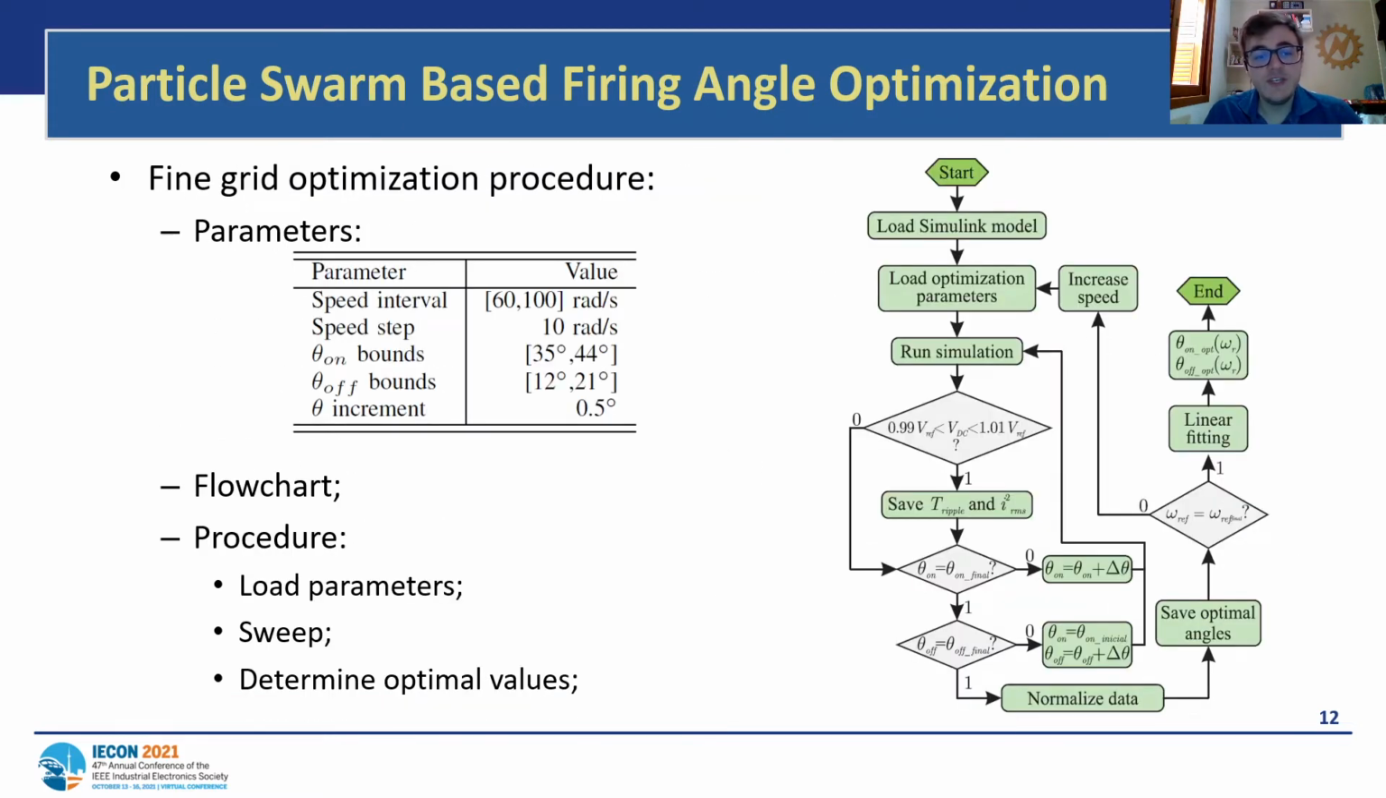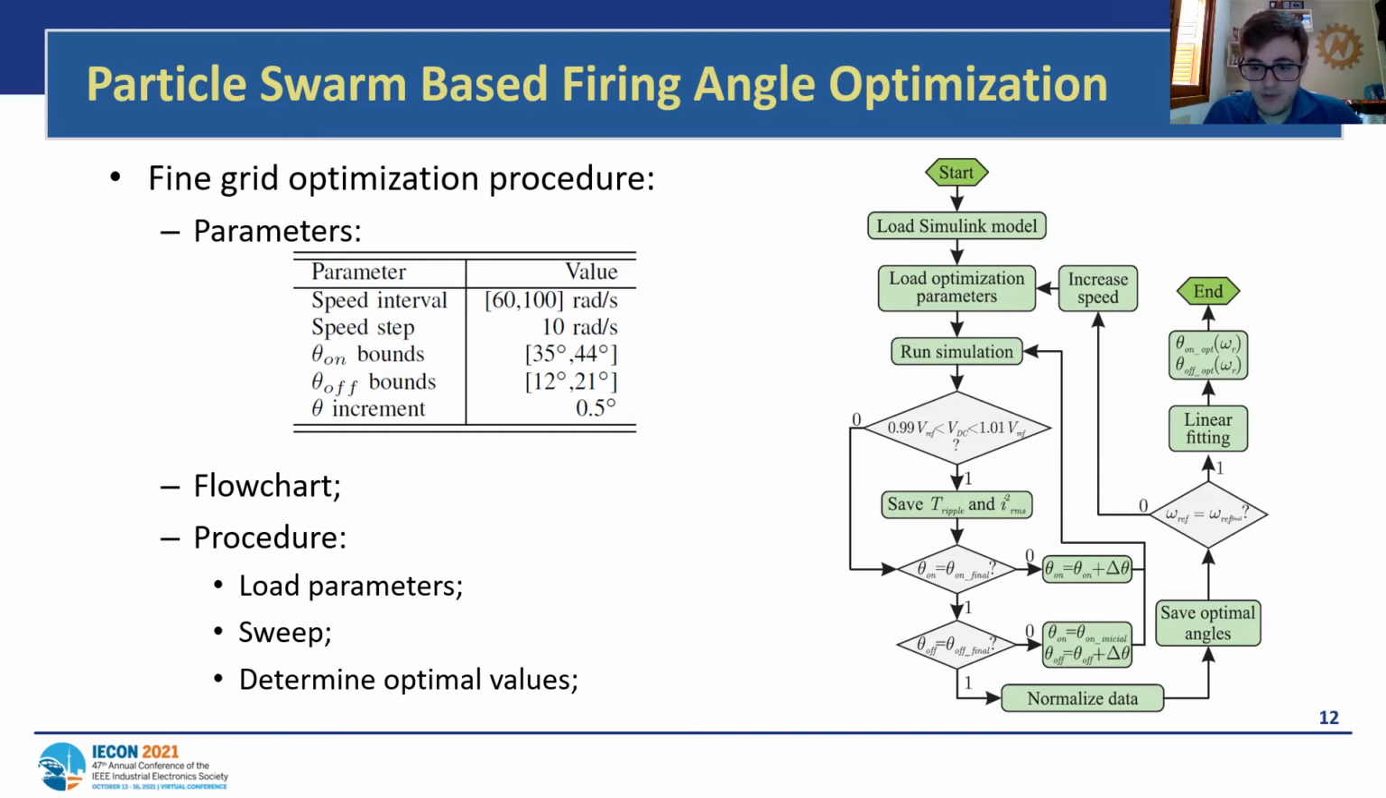First, we are going to present a fine grid optimization procedure, which will be executed at every 10 radians per second in this speed interval using the following angle bounds. The flow chart is shown here on the right, and it basically will sweep an entire interval for the angles for a given voltage. Given that that voltage is reached, the metrics of torque ripple and RMS current will be saved, and in the end of the procedure for each speed, the optimal angles will be determined.